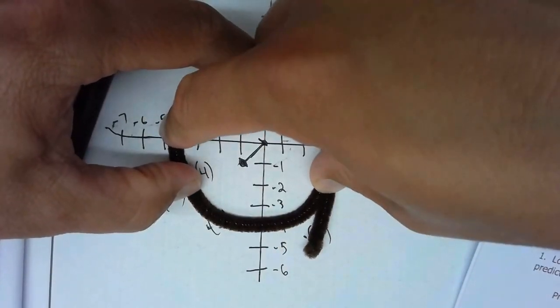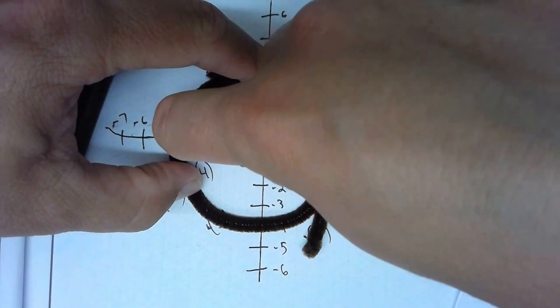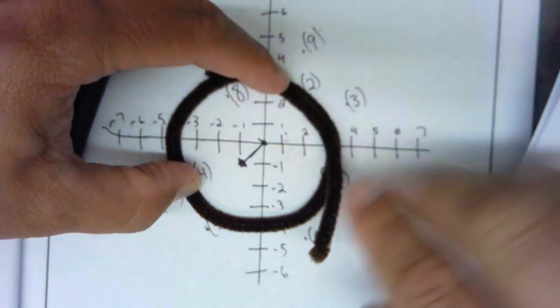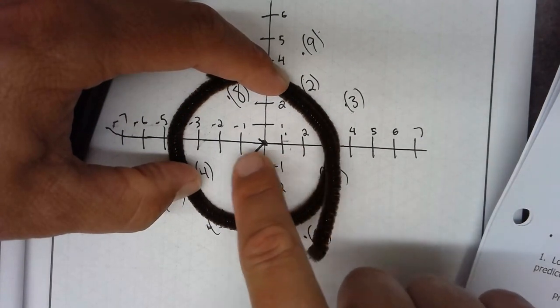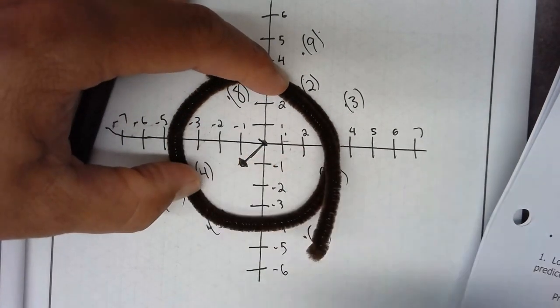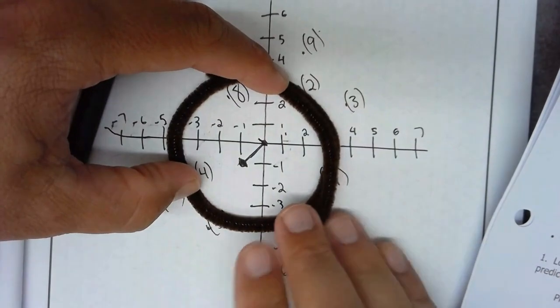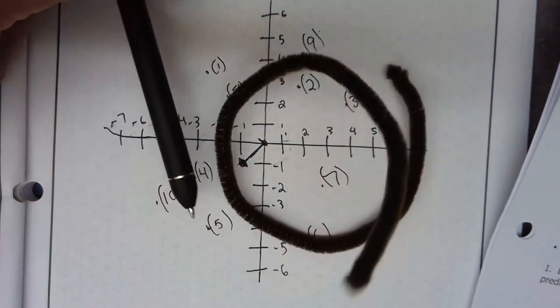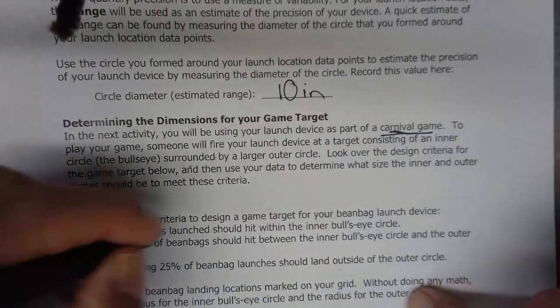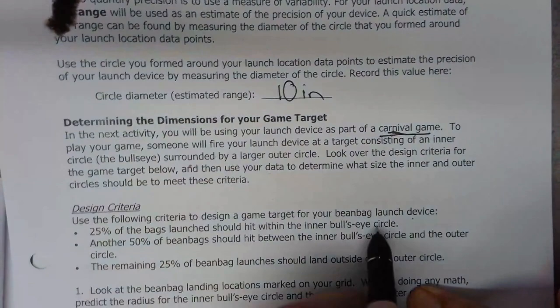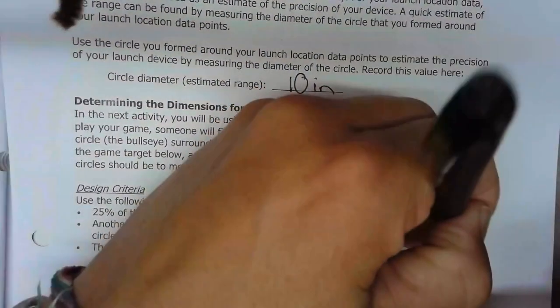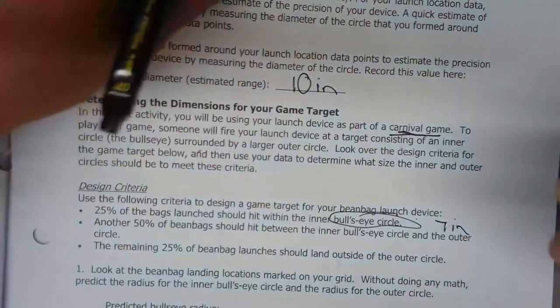This right here, if you count it, 1, 2, 3, 4, 5, 6, 7. So my diameter right here is 7 inches. So for me, this would be a bullseye circle of about 7 inches.